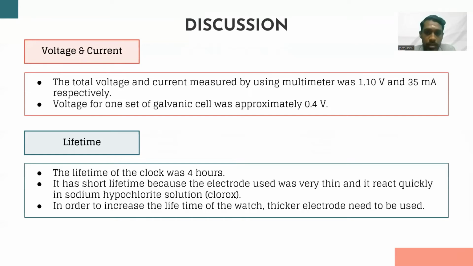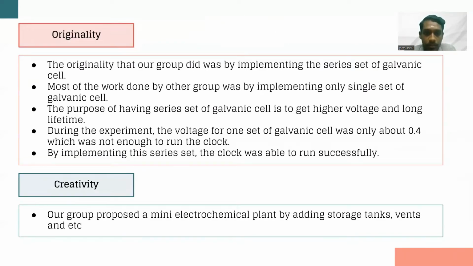So next is the originality. The originality that our group did was implementing the series set of galvanic cell. Most of the work done by other groups was implemented using only one single set of galvanic cell. So the purpose of having the series set of galvanic cell is to get a higher voltage and a longer lifetime.